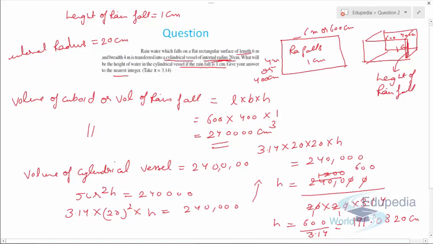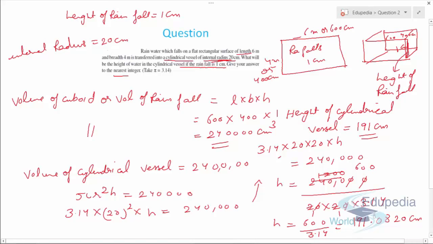If you divide this, it comes out to be 191.0820 centimeters. Now we have to find the height to the nearest integer. In integers, we don't have decimals. So we can say that the height of the cylindrical vessel will be 191 centimeters. So this is how we can use the concept to solve any type of question.